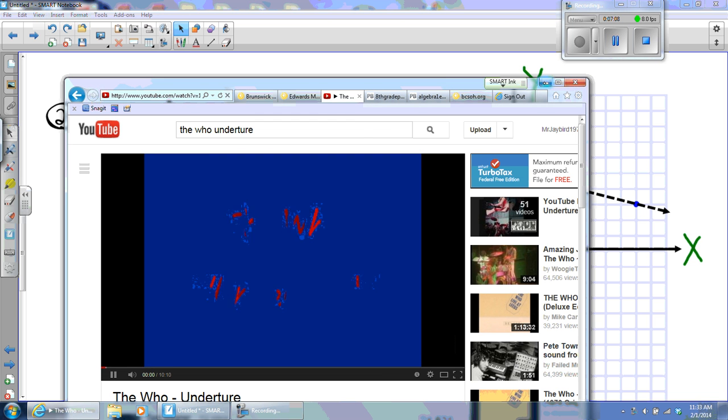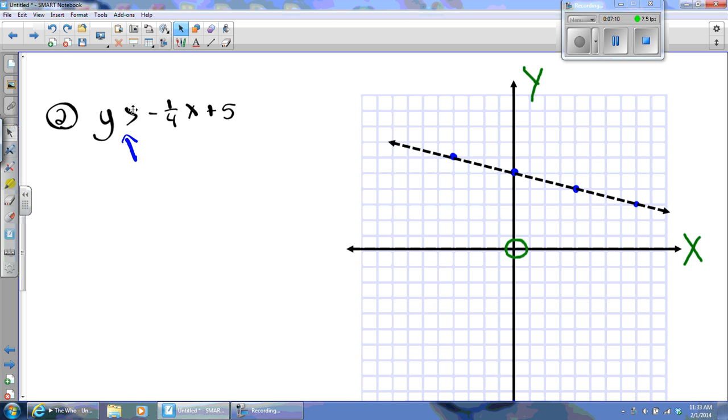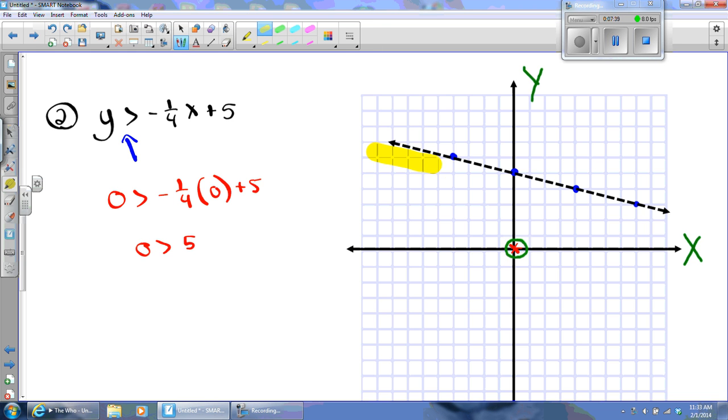There we go. Okay. So now I have to pick my test point. And I like to pick the origin. There's only one situation where I can't pick the origin. Again, see if you can tell me what that is. All right, Zach, I hope you're watching this. Negative 1/4 times 0 plus 5, and I get 0 is greater than 5. Is 0 greater than 5? It sure is.